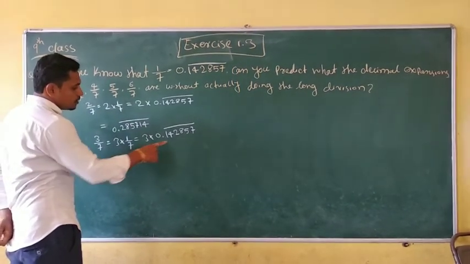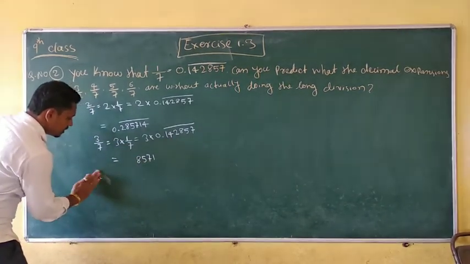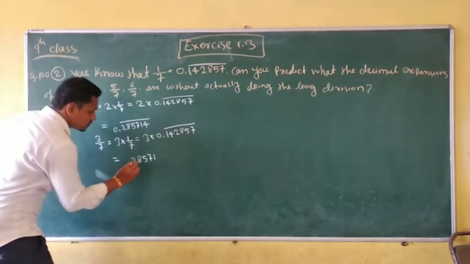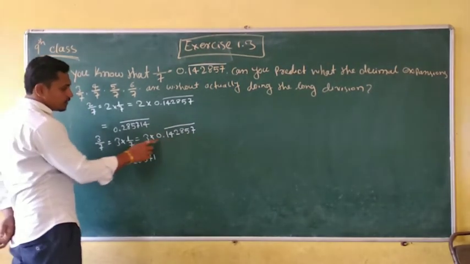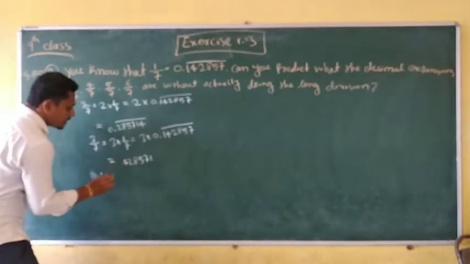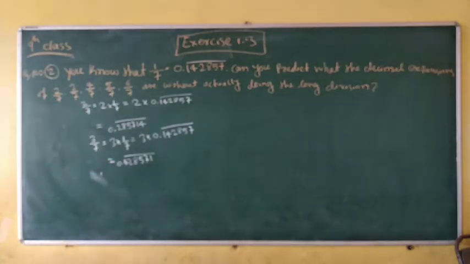Next, 3 twos are 6. 6 plus 2 is 8. 3 fours are 12. 1 is remaining. 3 ones are 3. 3 plus 1 is 4. Take the point here and 0. This is the value of 3 by 7. Is it right?